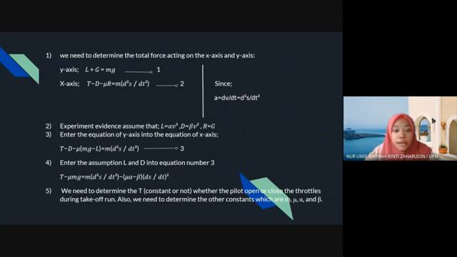So it shows that to find the distance the aircraft travels along the runway, it uses first and second order derivatives. Fifth, we need to determine T. Is it constant or not? Whether the pilot opens or closes the throttle during the takeoff run. Also, we need to determine the other constants, which are m, mu, alpha, and beta. Once the equation is complete, it can be used to calculate the length of the runway.